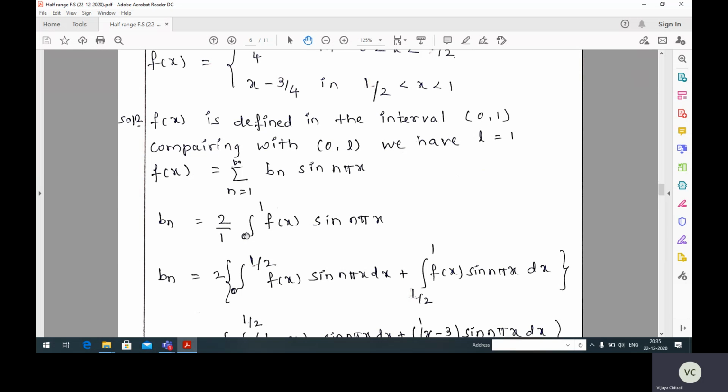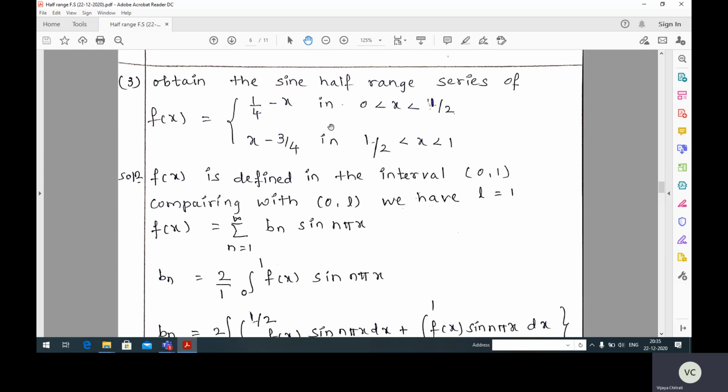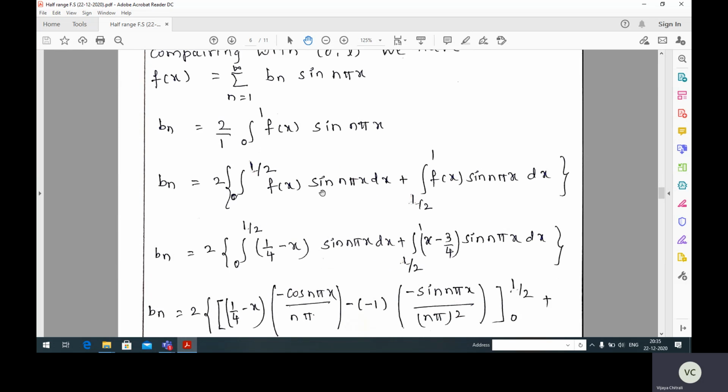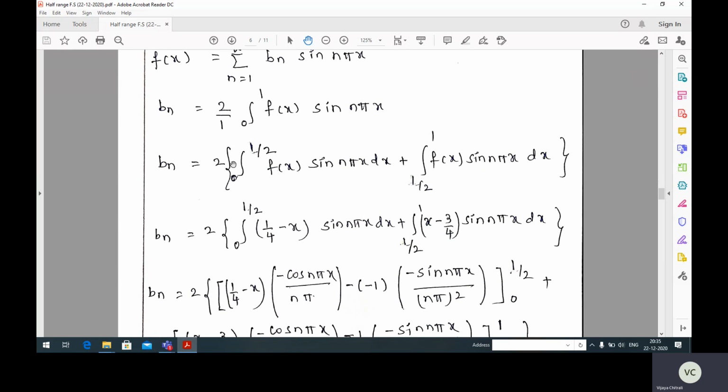Now this interval 0 to 1 is divided into two sub intervals. From 0 to 1 by 2, the function is 1 by 4 minus x. From 1 by 2 to 1, the function is x minus 3 by 4. So substitute. bn is equal to 2 into integration from 0 to 1 by 2 of f of x sine n pi x dx plus integration from 1 by 2 to 1 of f of x sine n pi x dx. In the interval 0 to 1 by 2, the function is 1 by 4 minus x, sine n pi x dx, plus from 1 by 2 to 1, the function is x minus 3 by 4, sine n pi x dx.